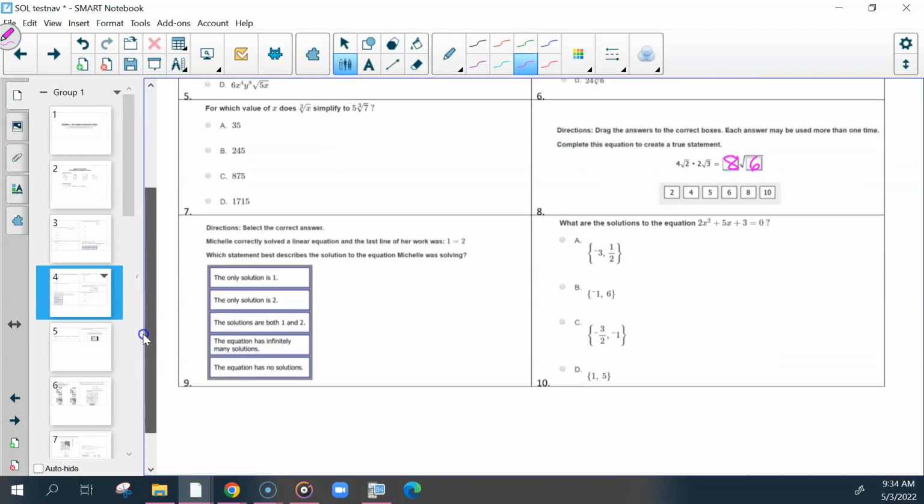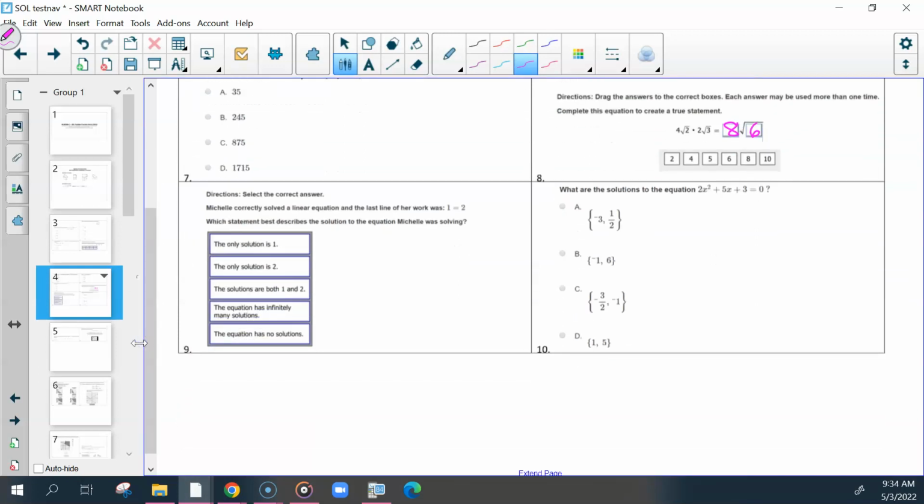For 9, that is also something you would need to know. Desmos can't really help you answer that. If Michelle correctly solved a linear equation and the last line of her work was 1 = 2, which statement best describes the solution? The equation has no solution. If this was, the equation has infinitely many solutions, what would that look like? 1 equals 1 or 2 equals 2, either of those. If the solution is 1 or the solution is 2, it would be x equals 1 or x equals 2. Or if the solutions are both 1 and 2, it would have to be x equals 1 and x equals 2.